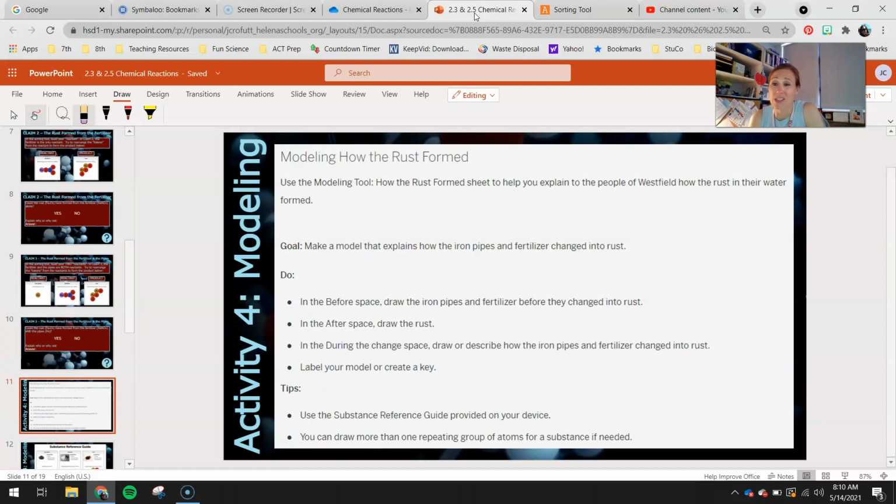Again, I would do this all on the atomic scale, but if you have a different idea on how your model works, that is absolutely up to you. It's your call on how you represent this process. Label your model or create a key. There's a little box there for your key. And then some tips: use the substance reference guide provided to you, and you can draw more than one repeating group of atoms for a substance if needed. So basically that's saying you're going to need more than one iron atom, otherwise you're not going to be able to form rust because you need at least 2.